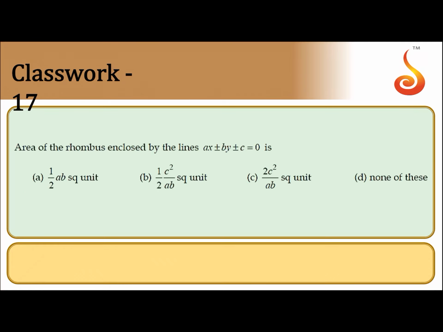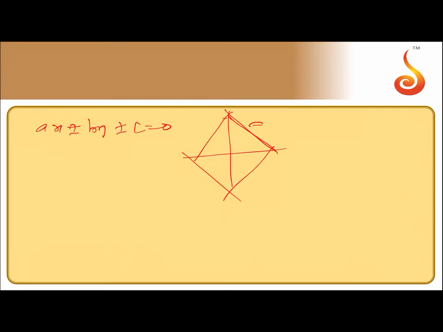Yes, correct. Coming to the next one: area of the rhombus enclosed by the straight lines ax plus by plus c is equal to 0, ax minus by plus c is equal to 0, and so on. It is nothing but the area enclosed by the straight lines, meaning the rhombus. And of course this line is nothing but ax plus by plus c is equal to 0.